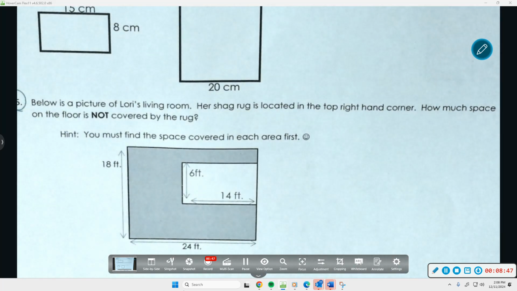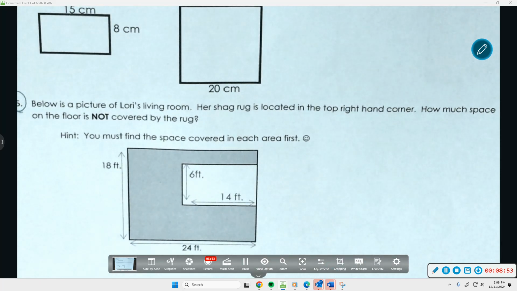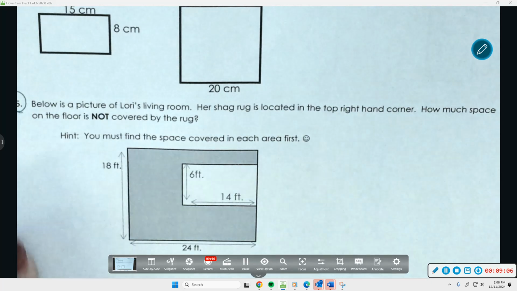All right, let's look at this one. Below is a picture of Lori's living room. Her shag rug is located in the top right-hand corner. How much space on the floor is not covered by the rug? Okay. So I'm going to look at this. I lost my little paper. Here we go.